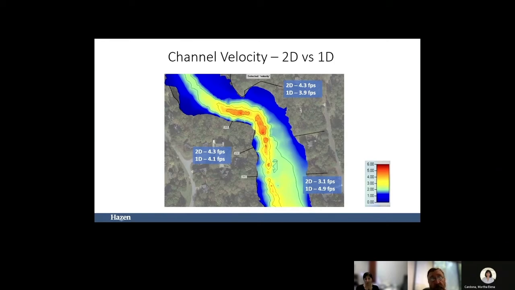Similarly, when we've compared channel velocities, we're getting very similar channel velocities. 4.3 compared to 3.9, 4.3 compared to 4.1. Here we're seeing a larger difference, and that was due to the geometric distribution of the channel compared to the one-dimensional and two-dimensional. So we drill down and say, why does that occur? And it's really the different geometry that we had in the two models.